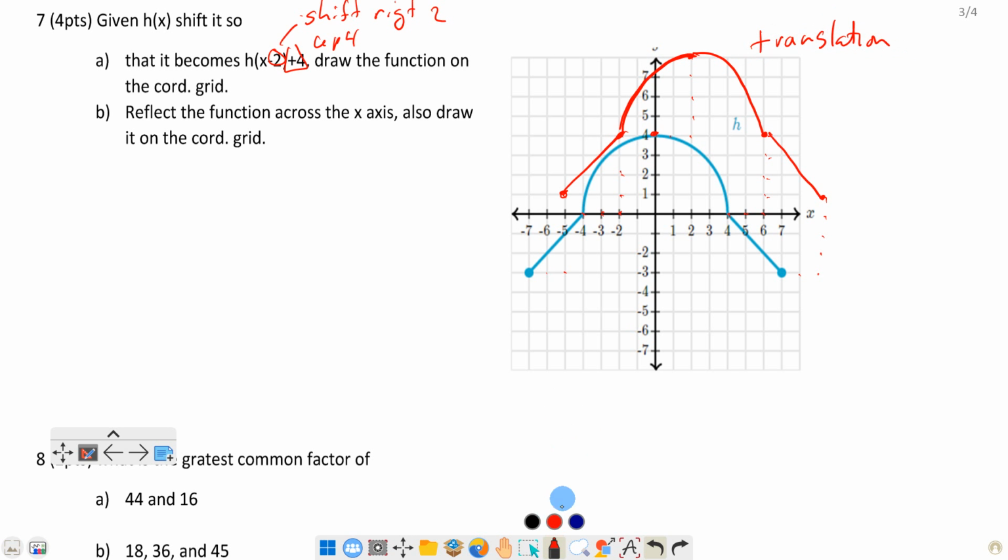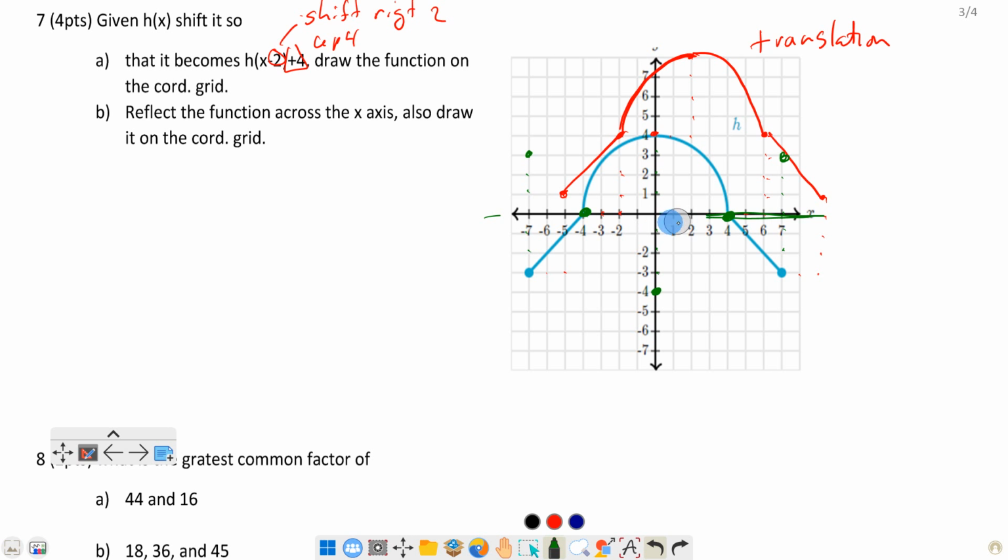And then I'm going to change colors because I can. And then I'm going to do my reflection. So my reflection is just across the x-axis. And I'm reflecting this blue. So I go 1, 2, 3. This didn't move because it's on the x. This didn't move because it's on the x. 1, 2, 3. And then this goes 1, 2, 3, 4.